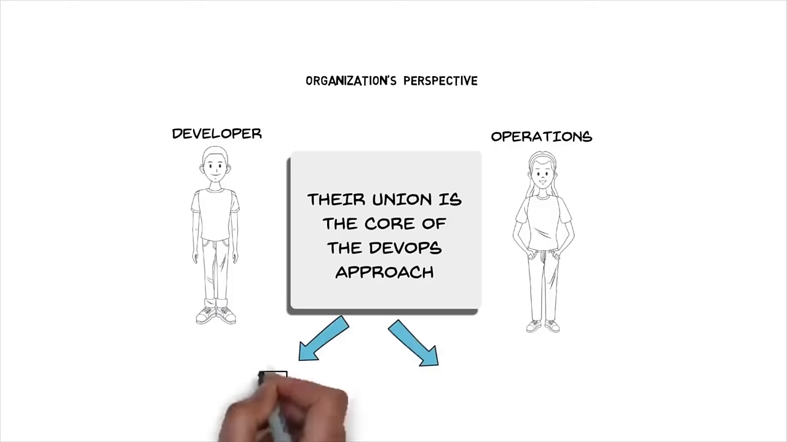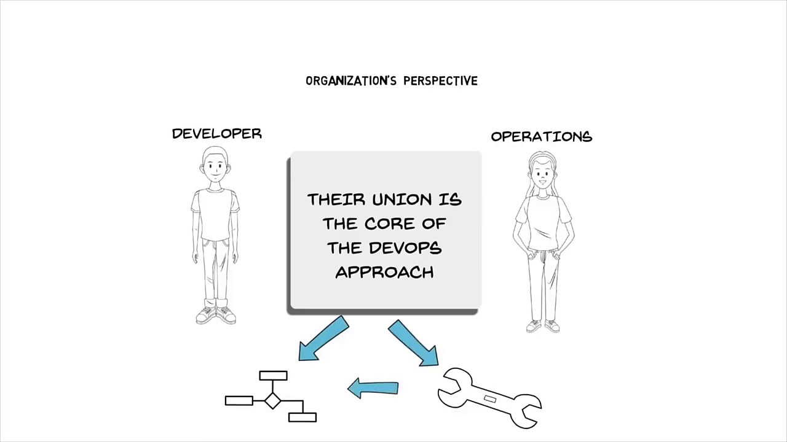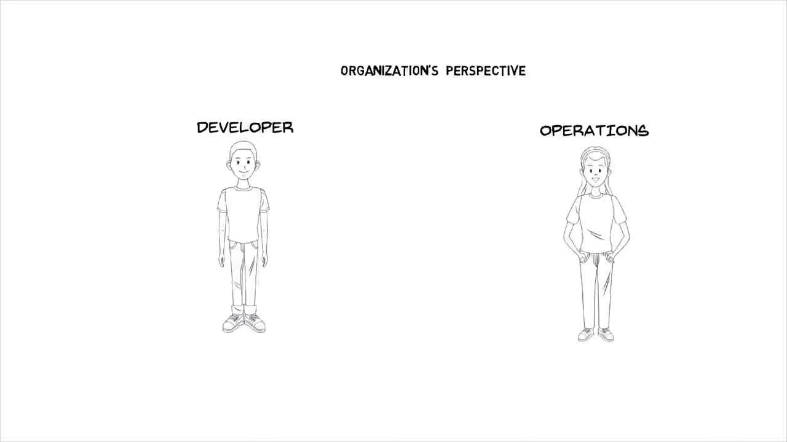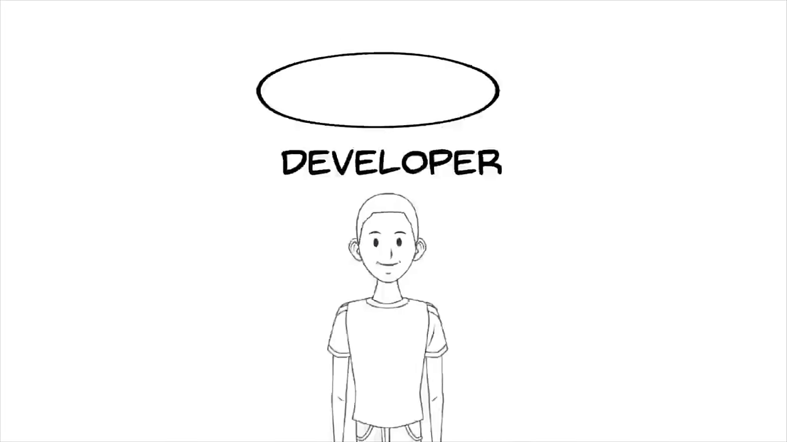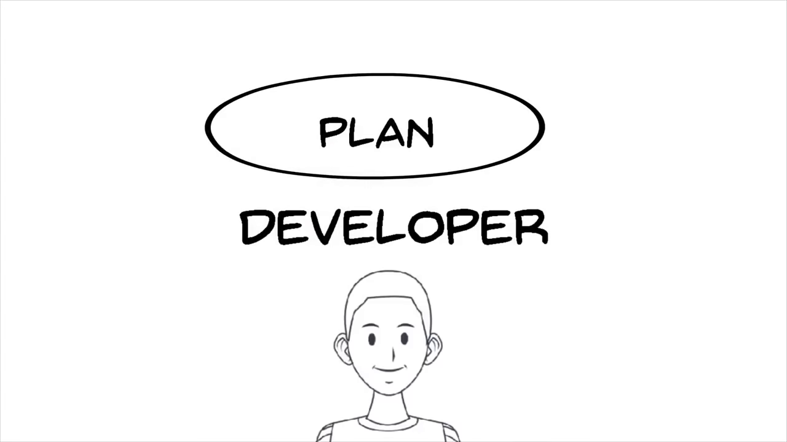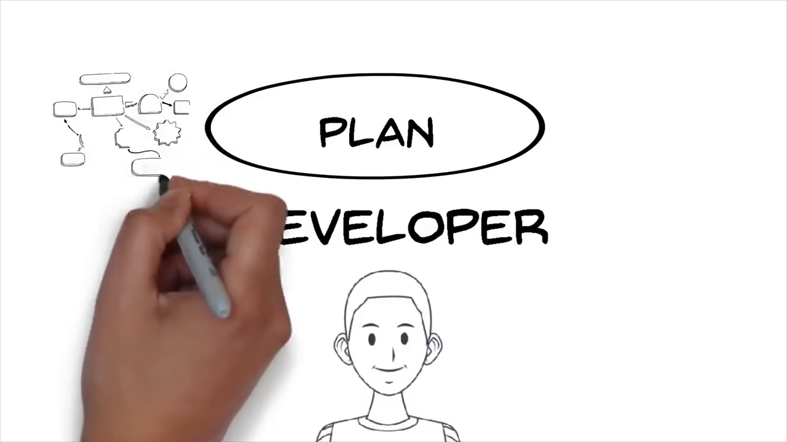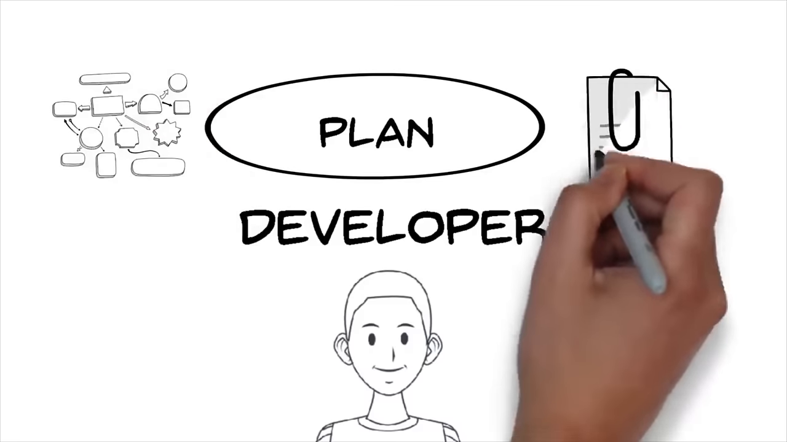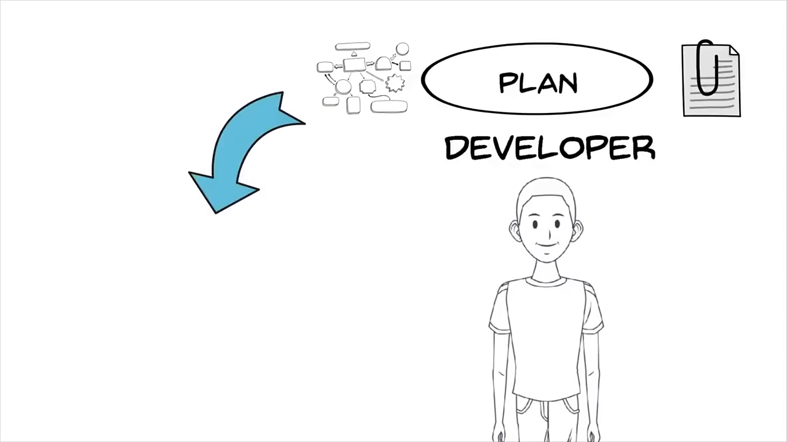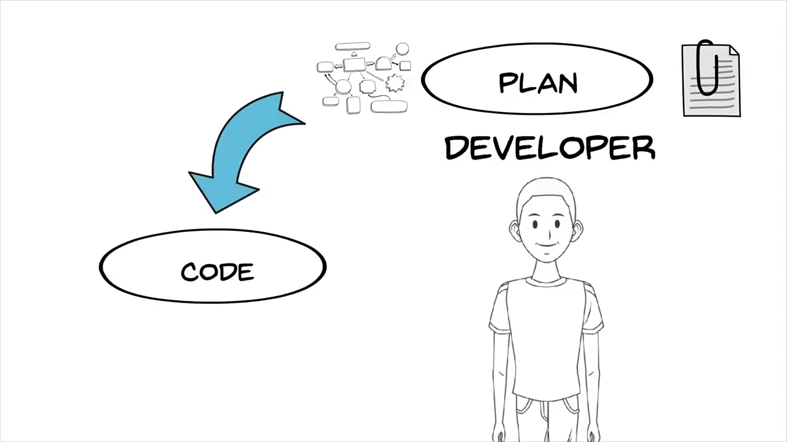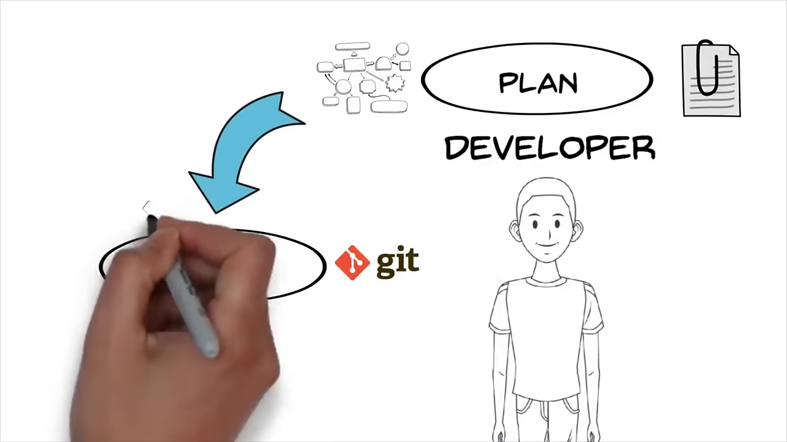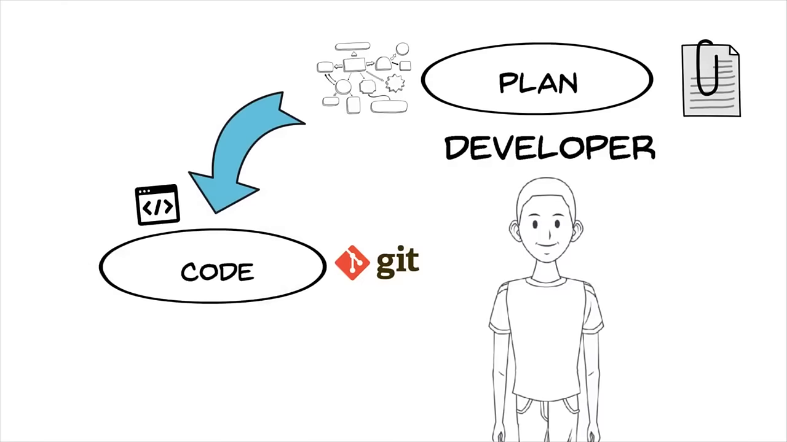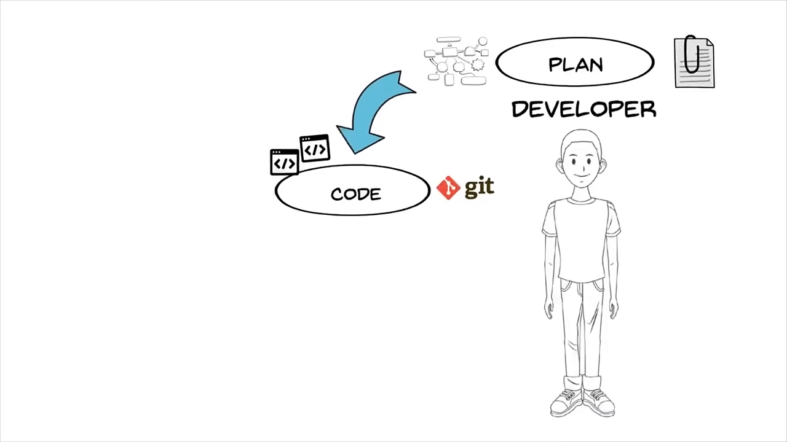DevOps has several stages and set of tools to automate each of these stages. Let's have a look at these. Tim first puts down a plan. In terms of software, this could mean deciding on the modules and the algorithms to use. Once he has the plan, he now codes the plan. With tools such as Git, Tim has a repository for storing all the codes and their different versions. This is called version control.